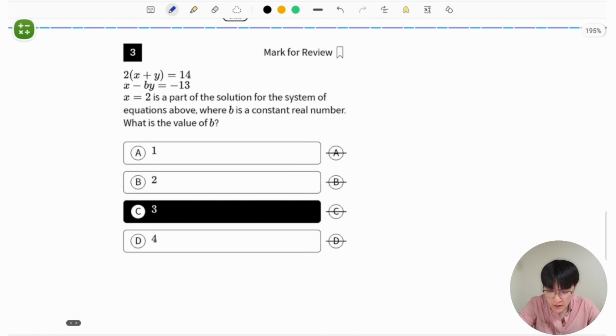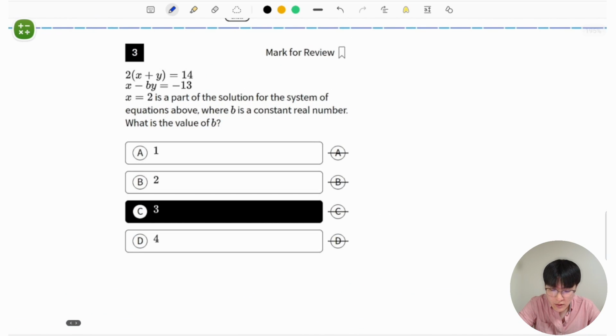Question 3. 2(x + y) = 14, x − by = −13, x = 2 is a part of the solution for the system of equations above, where b is a constant real number. What is the value of b? So we want to plug this value into each equation. We get 2 + y = 14, and 2 − by = −13.